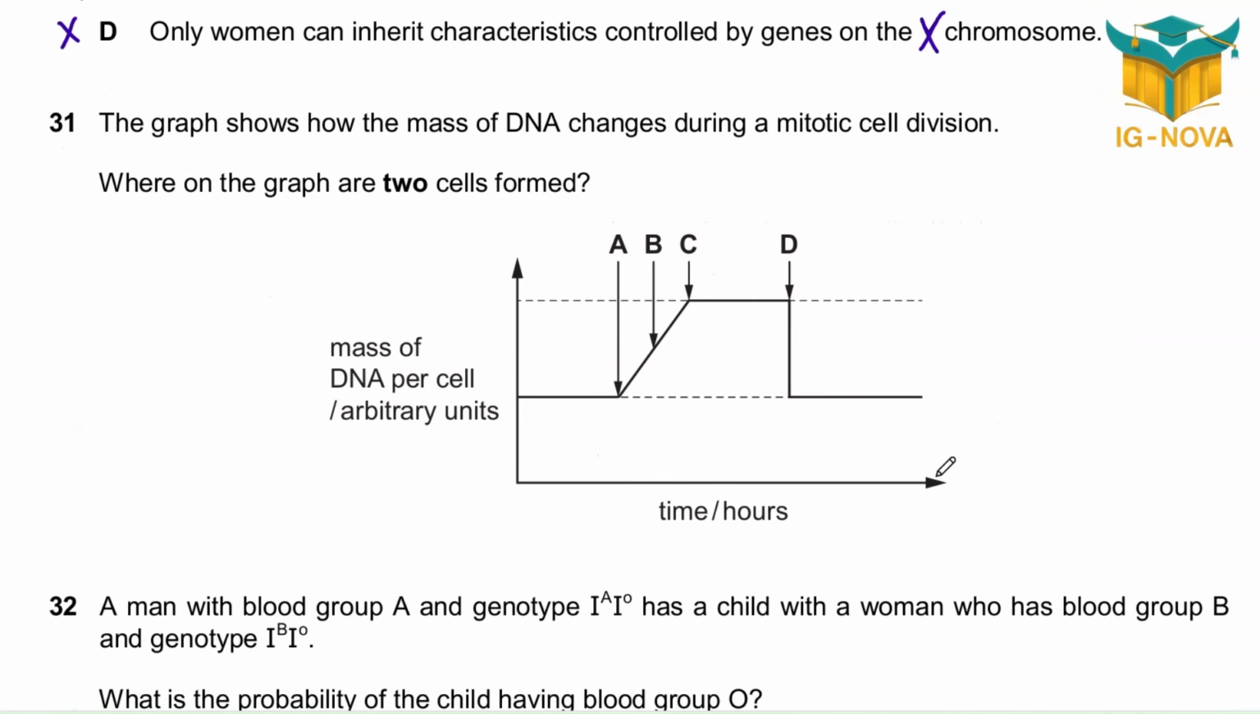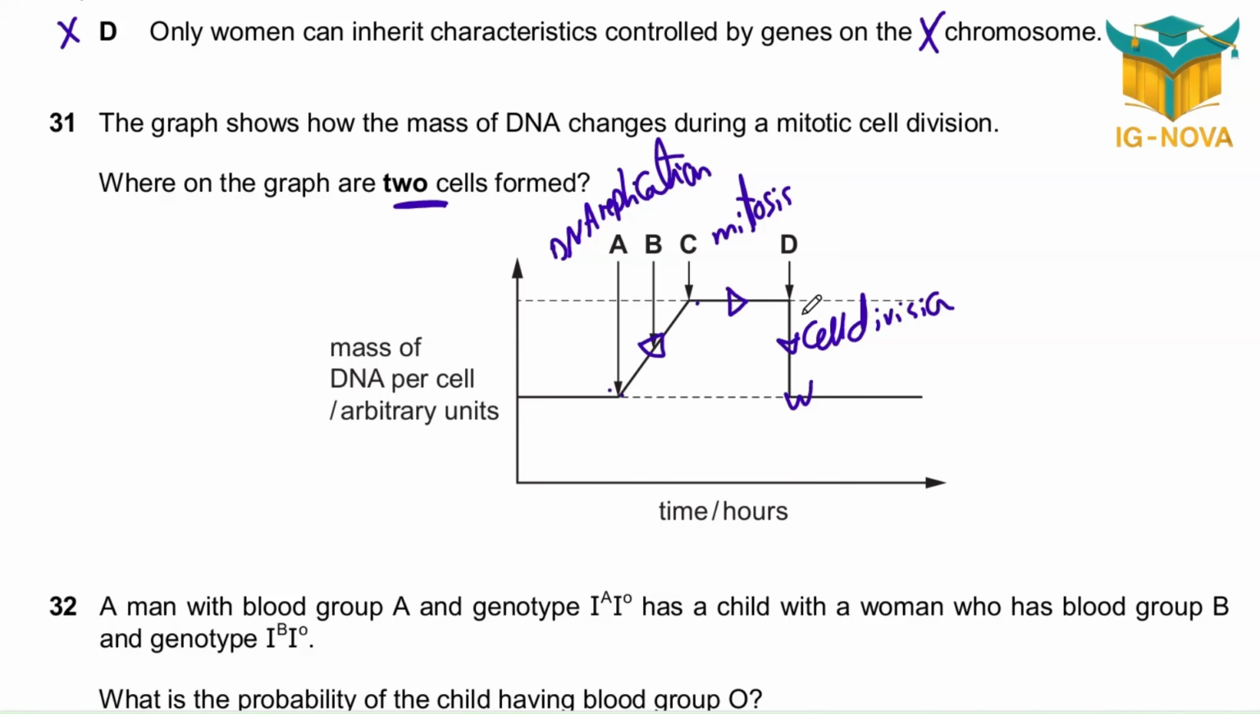31. What occurs between the different letters? From A to C, this is DNA replication. C to D, stages of mitosis, which you will study in detail in Grade 11. Then cell division, from D to W for example. So this gap is cell division, this gap C to D is mitosis, and the gap from A to C is DNA replication. So with cell division, 2 cells will be produced at stage D.